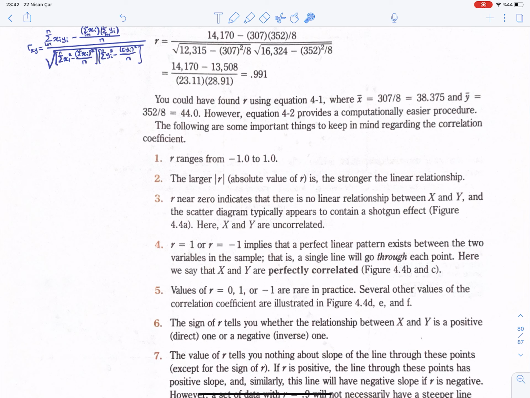It ranges from -1 to 1. So you can never get less than -1 or greater than 1, I'm sorry. The larger the absolute value, the stronger the relationship. Yes, that's true. R near 0 indicates, as I told you, that there is no linear relationship between x and y, and the scatter diagram typically appears to contain the shotgun effect. So for zero correlation, x and y are uncorrelated.